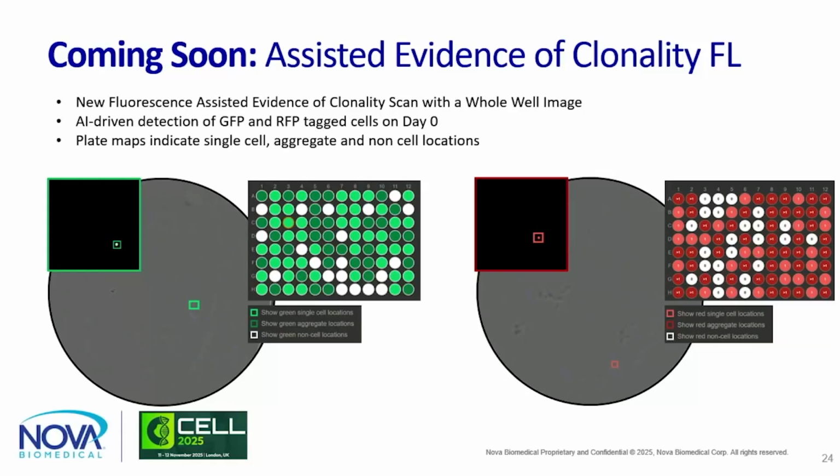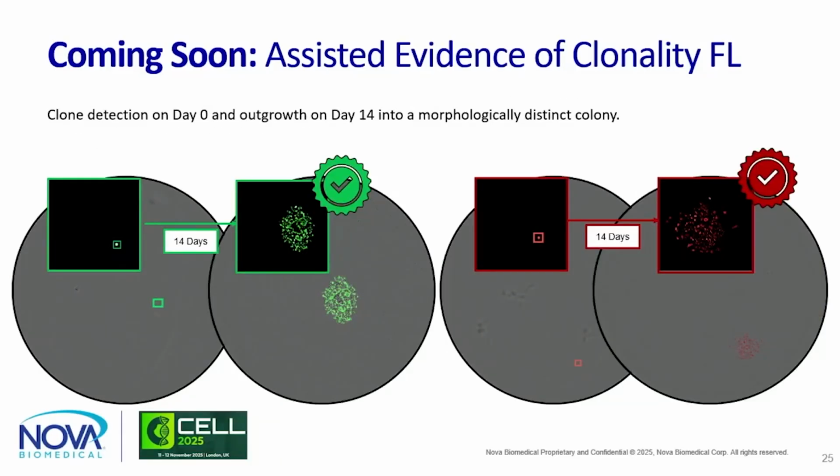And then you have the plate maps, which indicate whether there is a single cell, which is in your light green, aggregate cell locations, which is in your dark green, and then any non-cell locations are shown in white. Here you can see on day 0, again, it's detected a single clone, and then on day 14, you've got that nice colony outgrowth on the fluorescence.